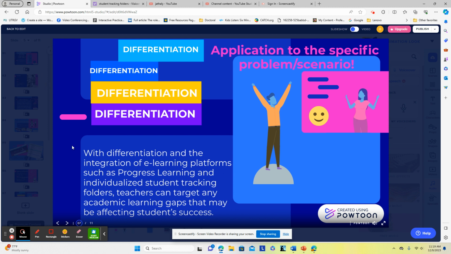We know that with differentiation and the integration of e-learning platforms such as Progress Learning, used in conjunction with individualized student tracking folders, teachers can target any academic learning gaps that may be affecting and hindering our students' success. So, again, Progress Learning is a great educational tool that we can use to differentiate.